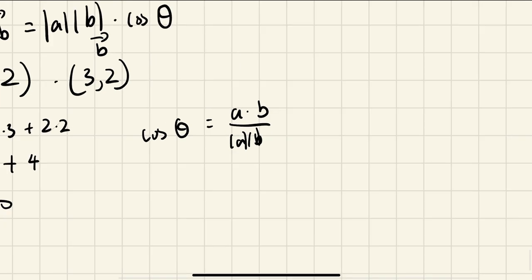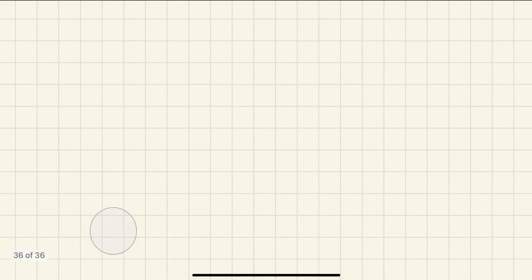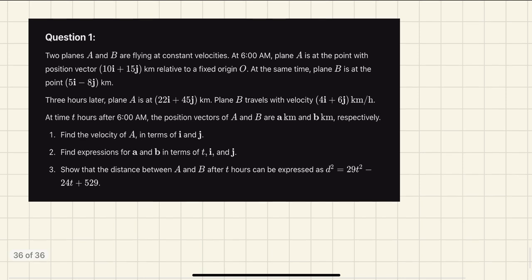I'll move on to more difficult material, and this is what we're primarily focusing on: kinematics. This is an alright question, and it probably would be on a test. Two planes A and B are flying at constant velocities. At 6 a.m., so it's constant velocities, that's key, plane A is at the point with this position, which is the initial position, and plane B is at this position.